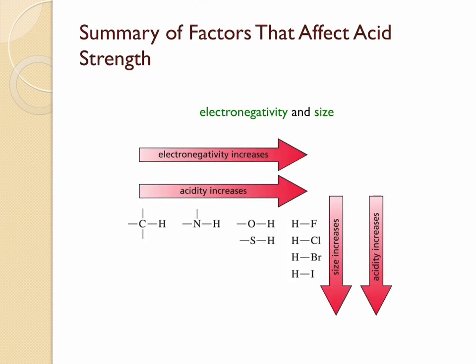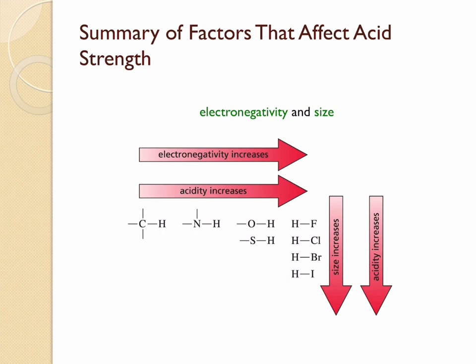Summary of factors that affect the acid strength. When you are going to compare the atoms along the same row, then we have to consider electronegativity. The greater the electronegativity of the atom that is attached to hydrogen, the stronger would be the acid. Here, HF is a strong acid compared to methane because fluorine is more electronegative, which means it is going to pull most of these electrons towards itself, leaving behind the hydrogen.